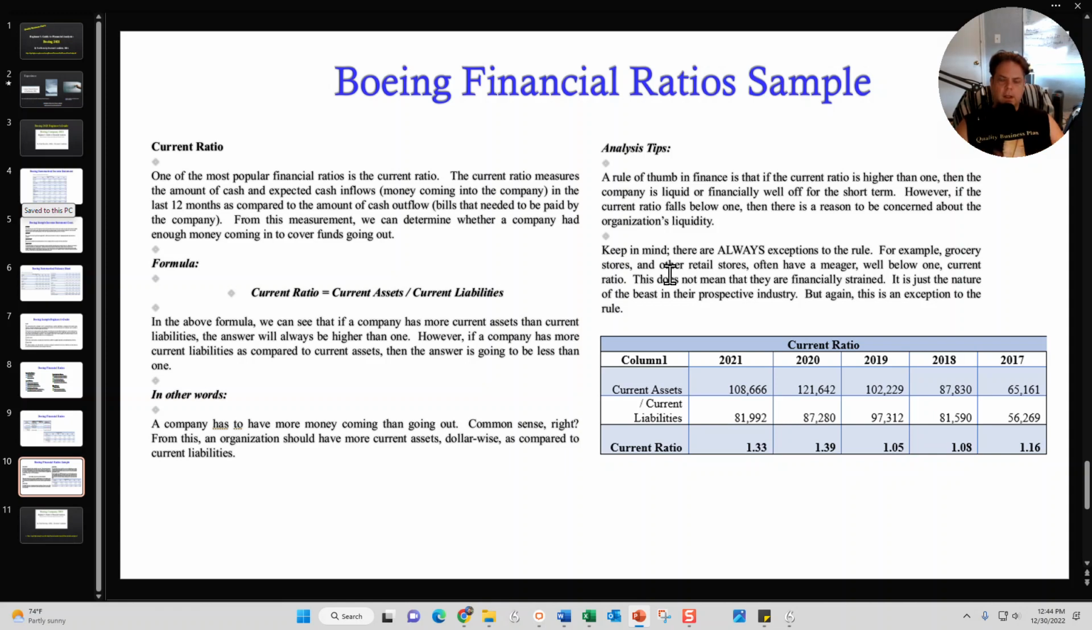And then finally, I'll give you the numbers that I use for calculating the current ratio for the last 5 years. For example, current assets. Here's Boeing's current assets for the last 5 years divided by current liabilities. Well, here's their liabilities for the last 5 years. And then finally, here are the findings for the current ratio for the last 5 years.